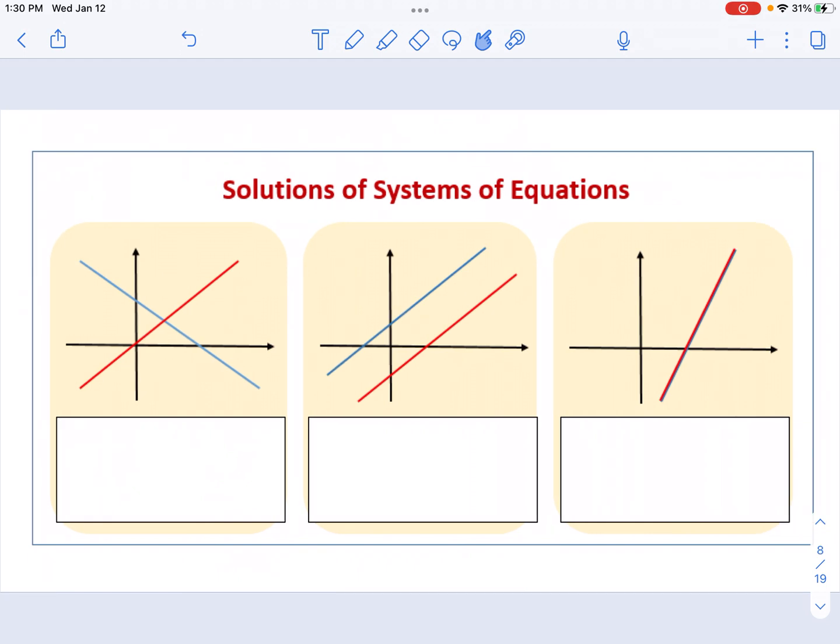So let's talk about different types of solutions. Because we're coming off of our linear functions unit, all of the systems that we're dealing with today will only contain linear or straight lines. We will not be looking at quadratics, but please keep in mind that systems can contain quadratics, or parabolas. In this case, though, we're going to look at three specific types of solutions to systems of equations.